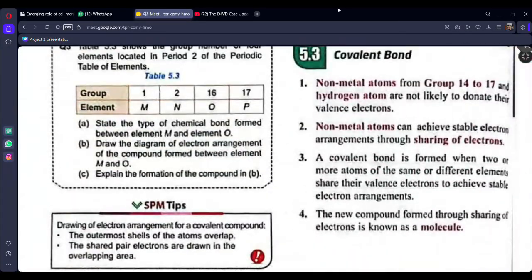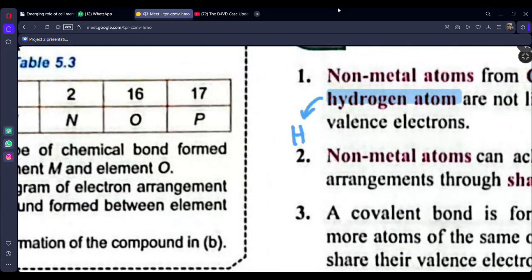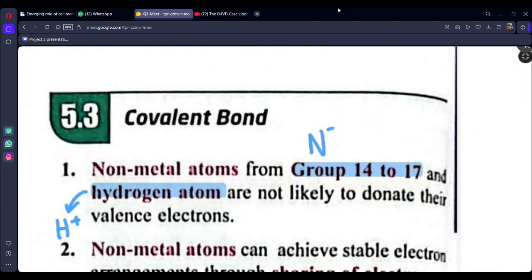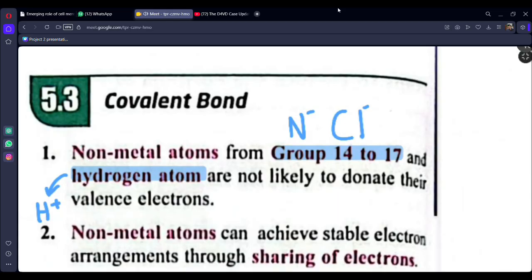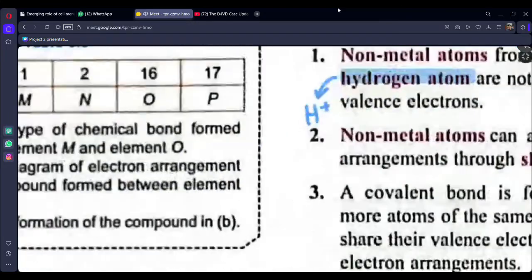Covalent bond: non-metal atoms from group 14 to 17 and hydrogen atom. Why hydrogen atom? Because it is the only one that will be like this. Nitrogen is going to be negative, chlorine is going to be negative, everything is going to be negative over here. Sulfur will be negative. This is just an example, I'm not giving the exact charge like 2 minus, 3 minus. I'm just saying these will be negative. Only hydrogen will be positive.